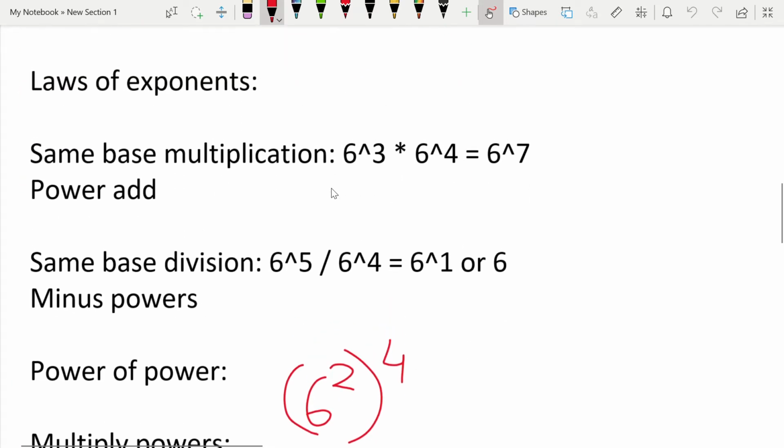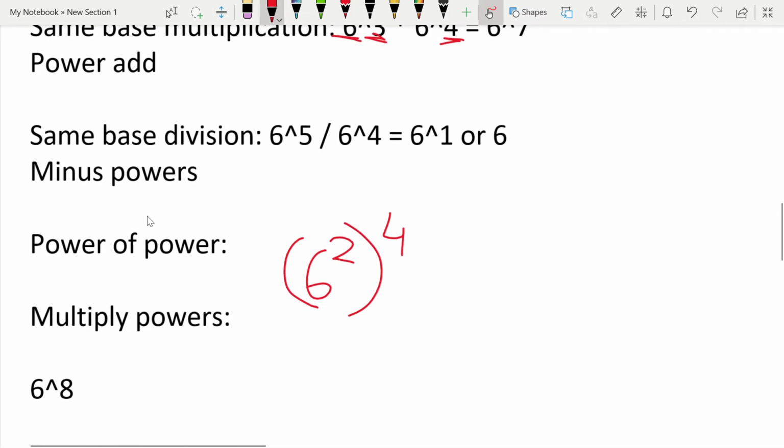Now there are some laws of exponents. If there's the same base, so we talked about the base, 6 is the base in this case. Same base multiplication: if you have 6 to the power of 3 times 6 to the power of 4, then you just add the powers together, which is 6 to the power of 7. But if you have division, you do the opposite. You just subtract the powers. So 6 to the power of 5 divided by 6 to the power of 4 will be equal to 6 to the power of 1, or just 6.